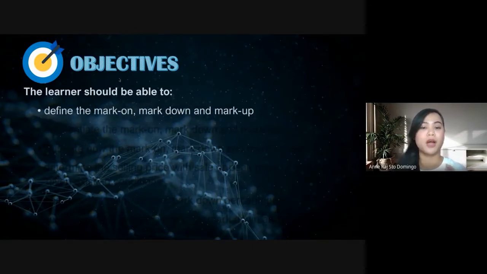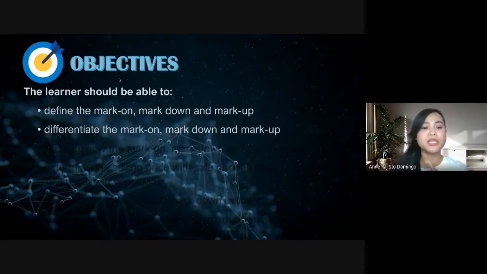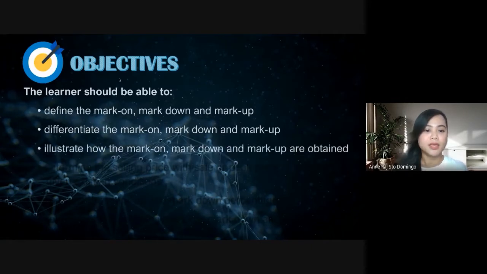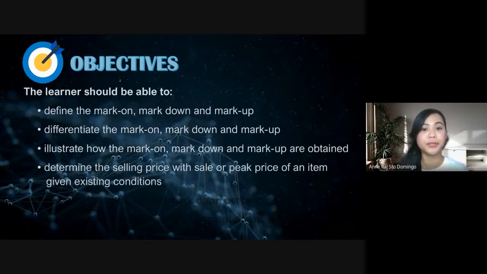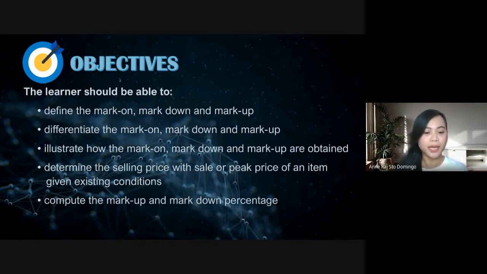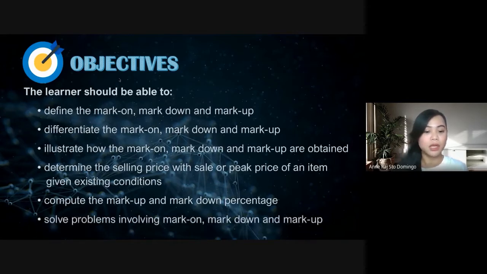Wala tayong interruption later. So for our objectives for this lesson, you should be able to first define the 3 terms, markon, markdown, markup, and differentiate markon, markdown, and markup. Third is to illustrate how the markon, markdown, and markup are obtained. Fourth, we need to determine the selling price with sale or peak price of an item given existing conditions. So we have different conditions. To compute the markup and markdown percentage, so there are these terms. And lastly, to solve problems involving these 3.